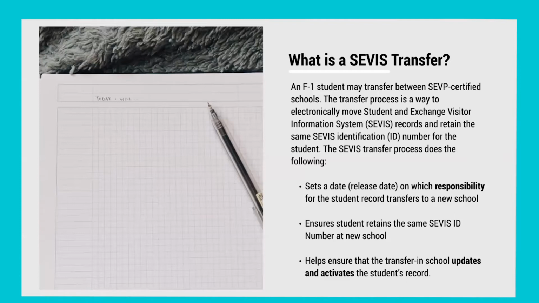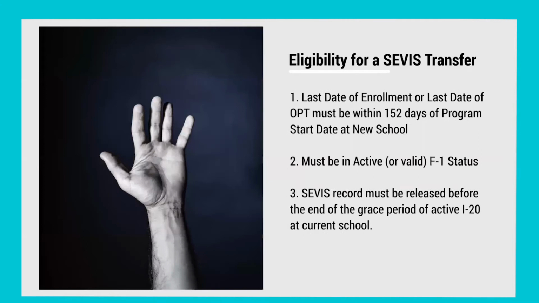Can you go to the next slide? So how do you know if you're eligible for a SEVIS transfer? First, you will want to check when was the last date of enrollment, or what is the last date of your OPT if you're on optional practical training. The last date of your enrollment or your OPT end date must be no more than 152 days from the start date of your new school.